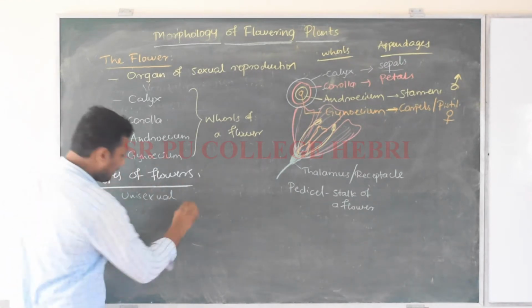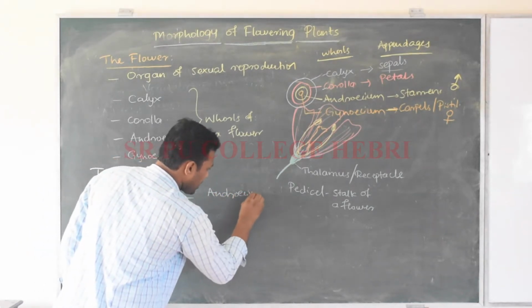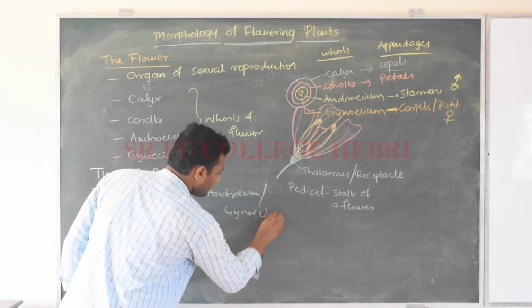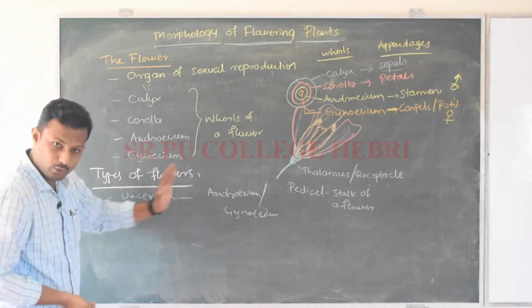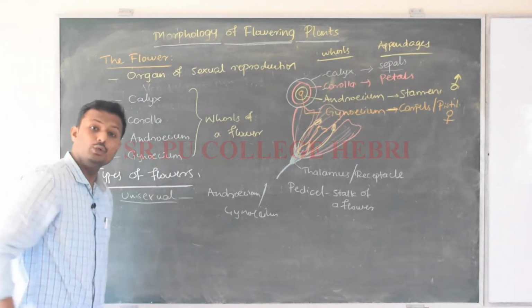Unisexual flowers means either the androecium or gynoecium is present, not both. Either one of them should be there, but both should not be together. Then it will be called a unisexual flower.